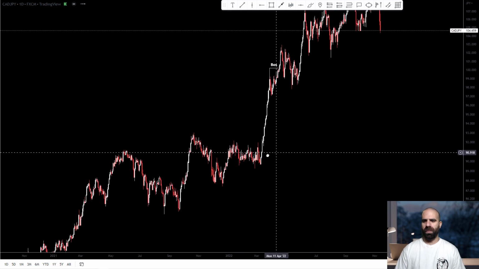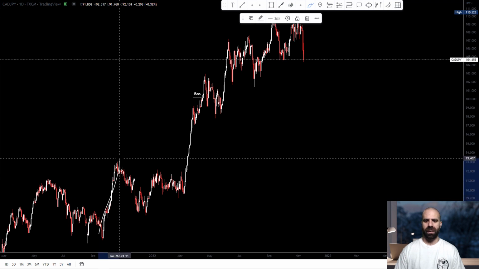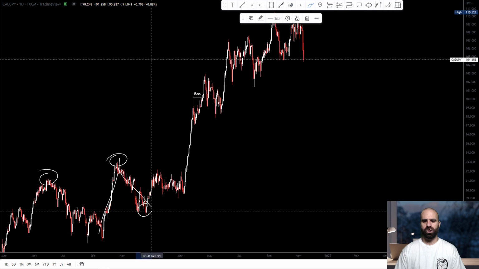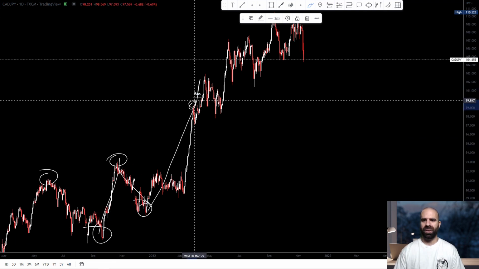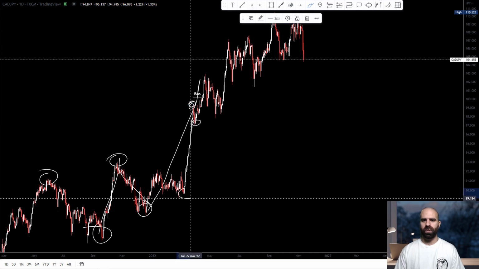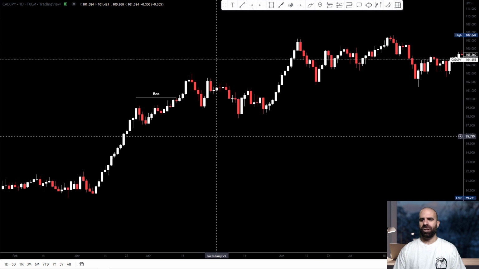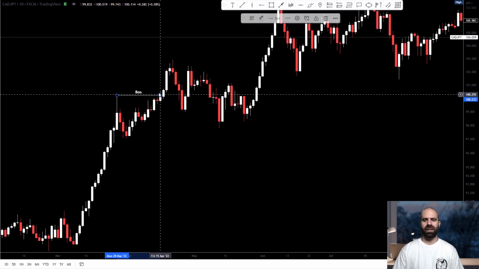So if I zoom out, you can just see in general that we are making higher highs compared to this high, higher lows, this low compared to this low, then higher highs, now we think that this is our high, higher lows compared to this low, etc, etc. But I will just focus on what is price action and the most recent moves.